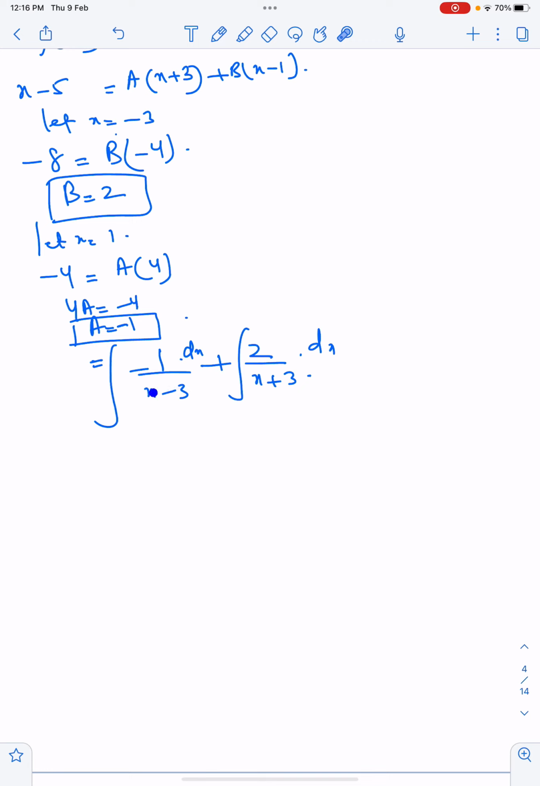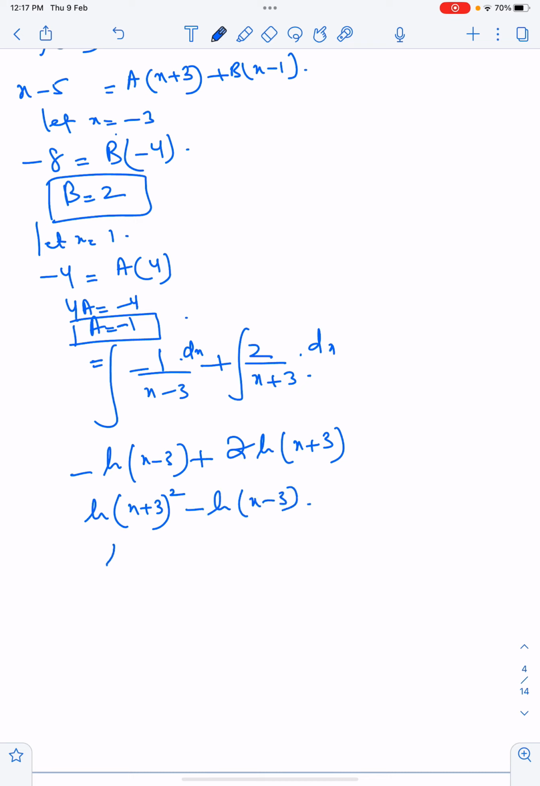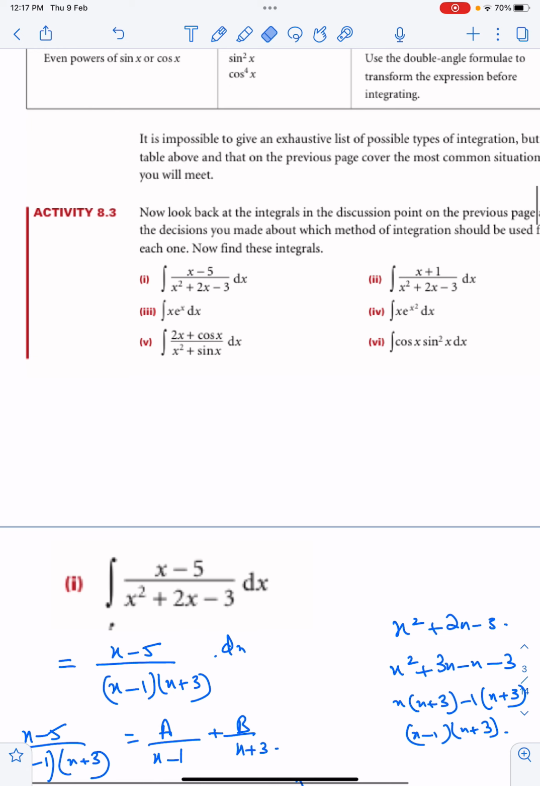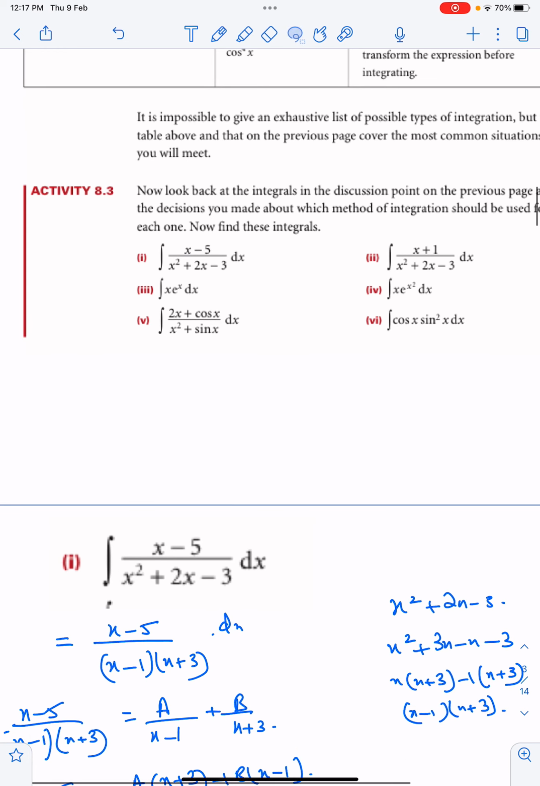Okay, so when I integrate this, when I differentiate this, I get 1 only. I have a negative 1 here, so negative 1 I can take out as common. Negative ln of x minus 3, plus 2 is also something extra, so I can take it out as common, and ln of x plus 3. I can write this as 2 ln of x plus 3 minus ln of x minus 3, which can be written as ln of (x plus 3) the whole square upon (x minus 3). This is the result of integrating this.